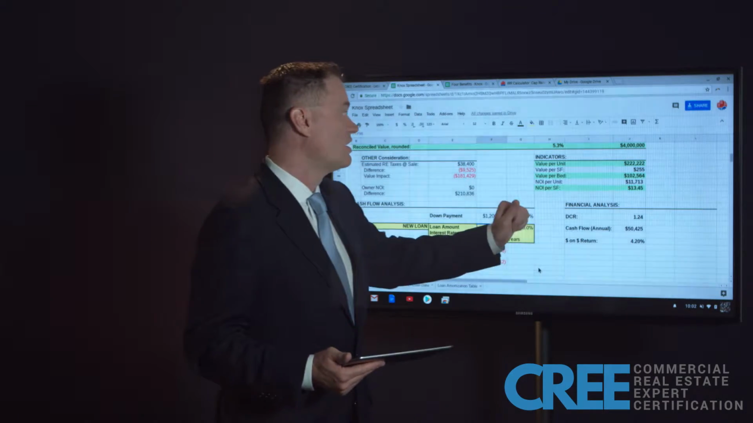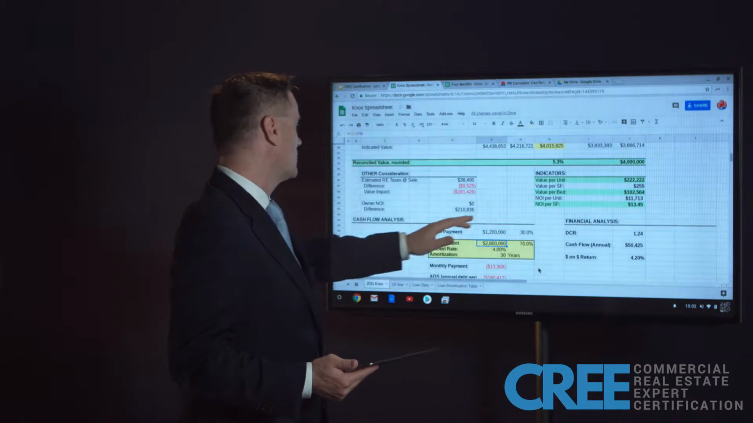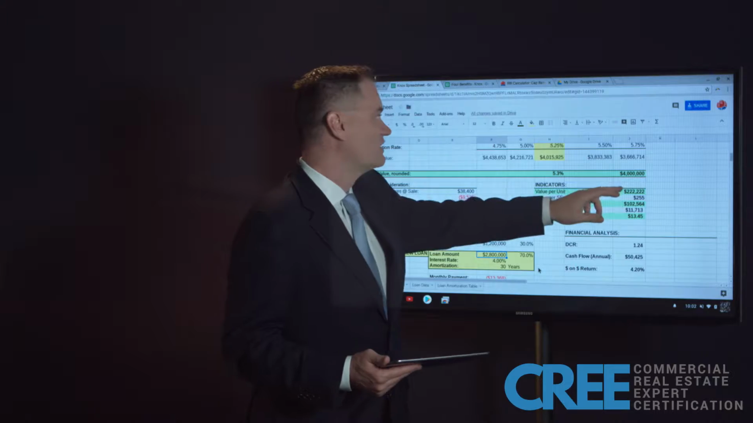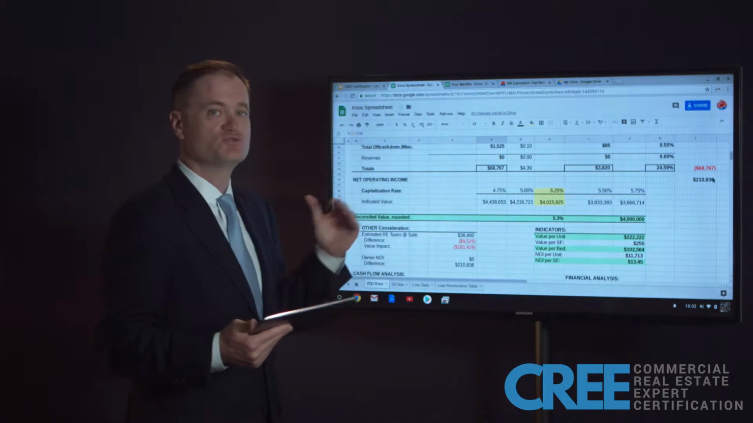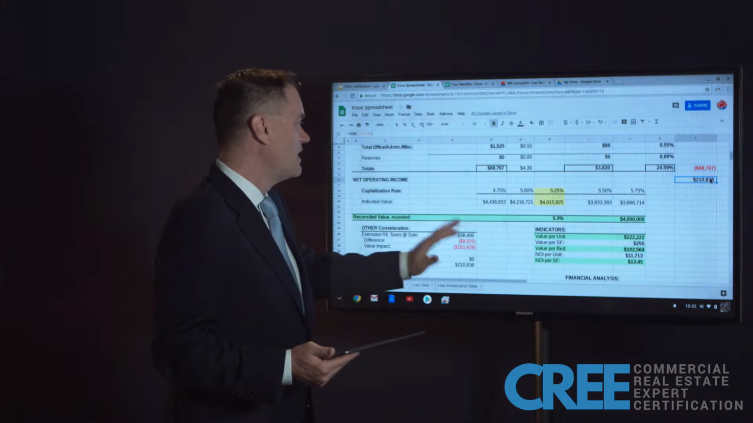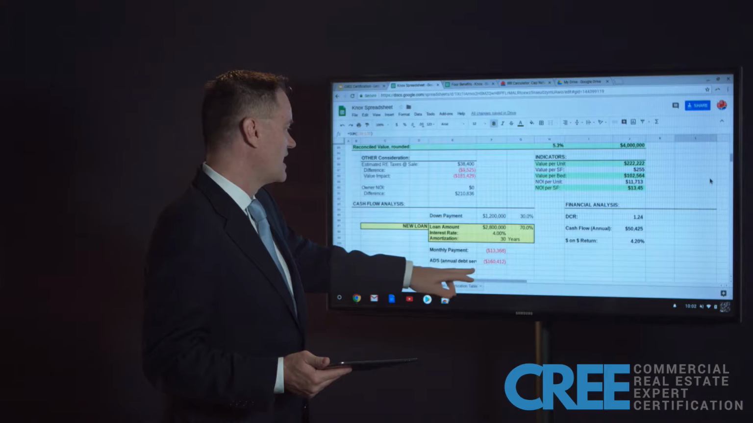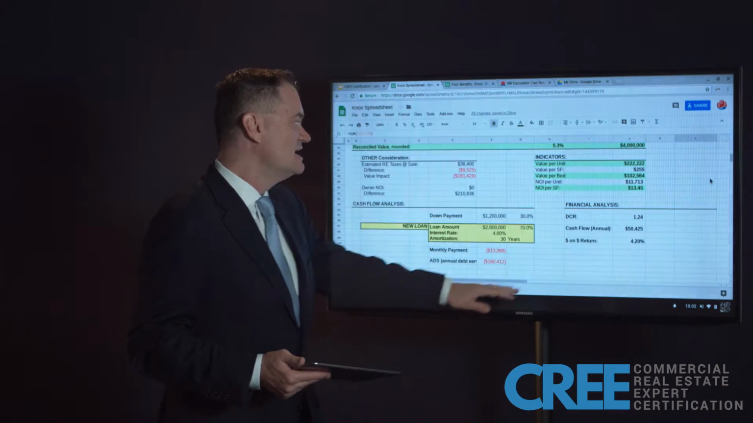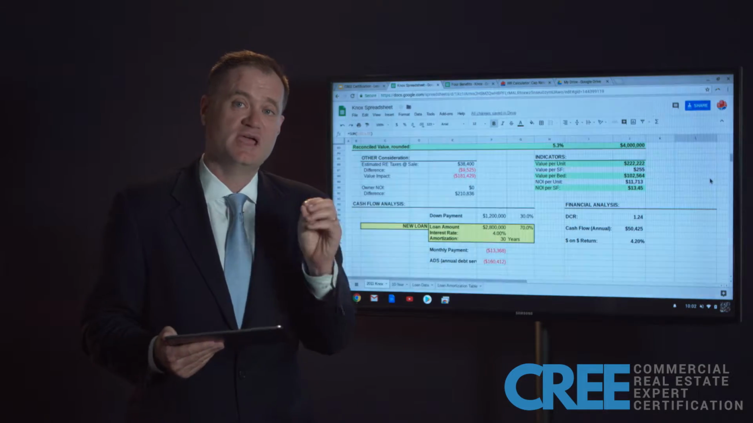So when we take our NOI, which is, if we scroll back up, you'll see our NOI, a little bit further here, we've got roughly $210,000 of NOI minus, if we scroll back down to see the payments, $160,000. That gets us $50,000 of annual cash flow.